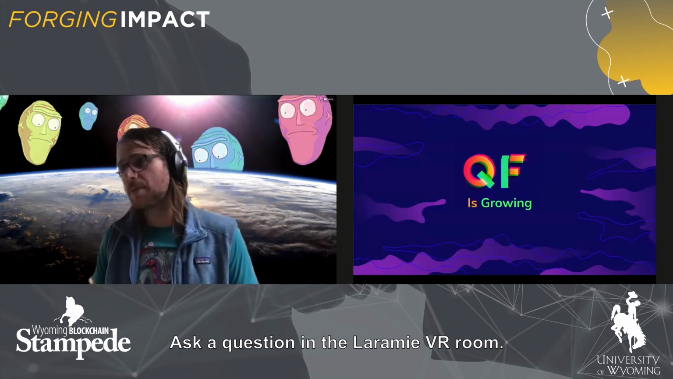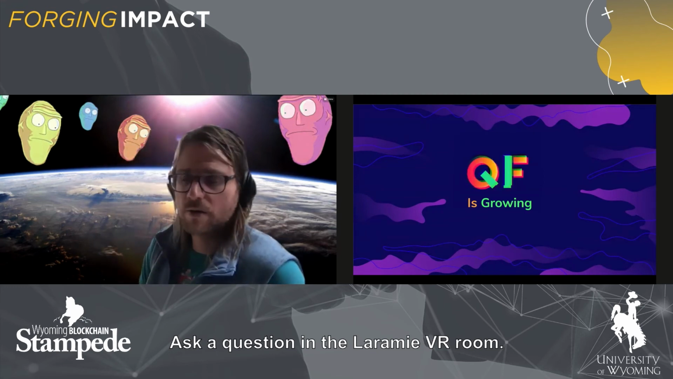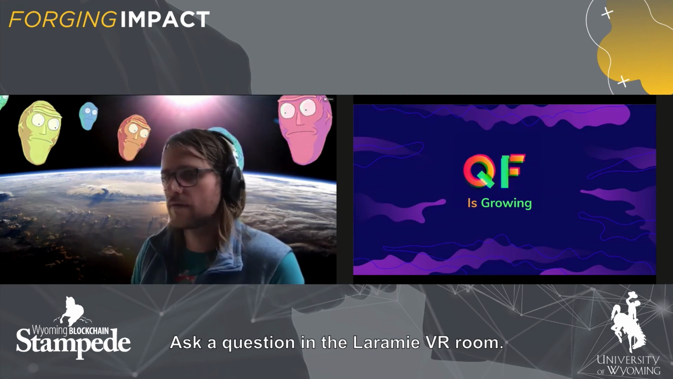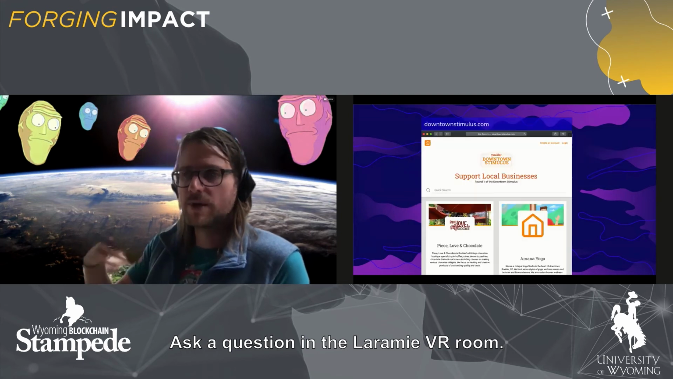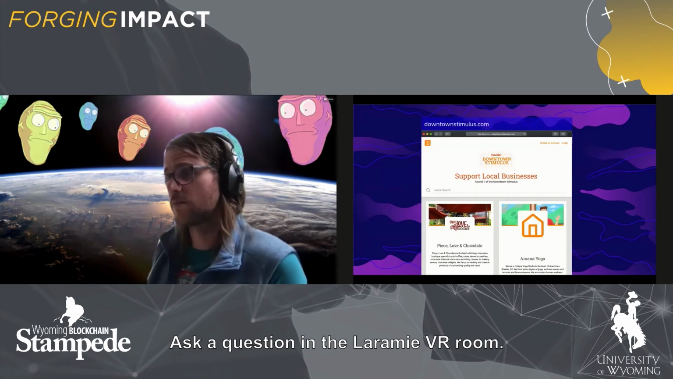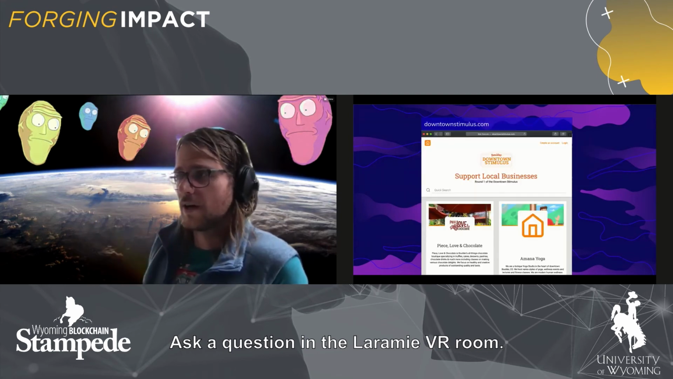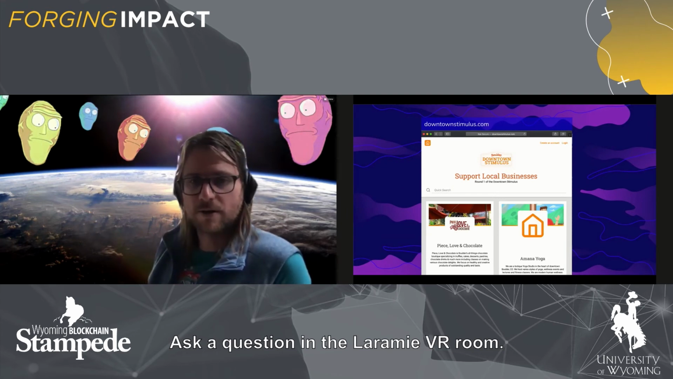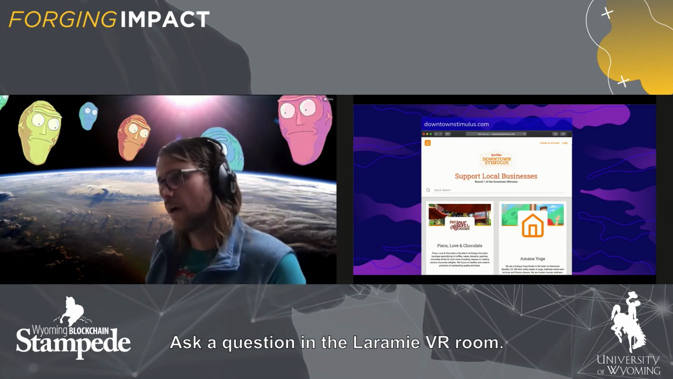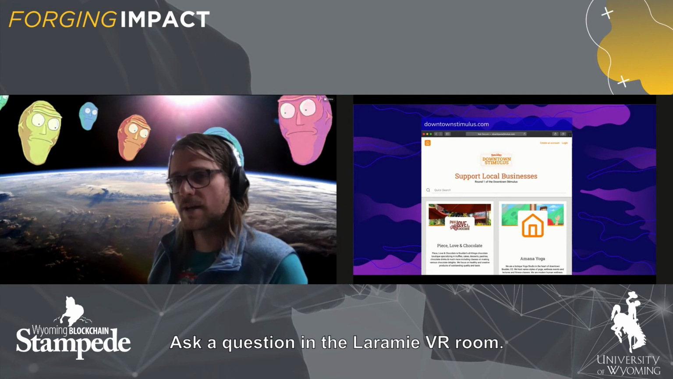We're not just stopping with the Ethereum ecosystem, by the way. Quadratic funding is growing outside of the Ethereum ecosystem. So we just recently, down here in Boulder, Colorado, which is where I live, I'm your neighbor to the south, by the way, down here in Colorado, we just ran this thing called Downtown Stimulus, which was a quadratic funding round for Peace, Love, and Chocolate, Amani Yoga, and several other businesses in downtown Boulder, Colorado.